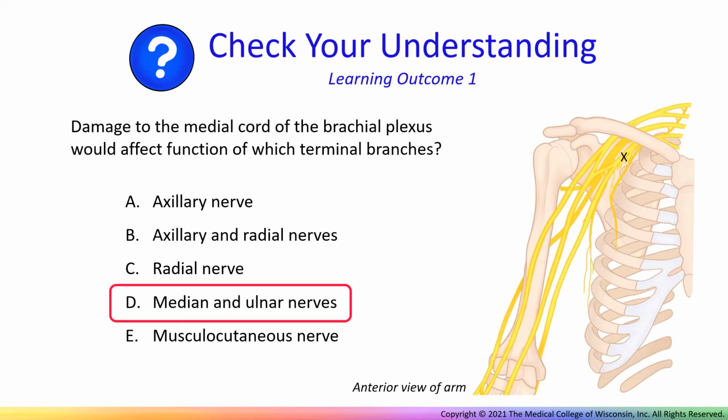The correct answer is D, median and ulnar nerves. The medial cord contributes to both the median and ulnar nerves, so damage here would affect motor and sensory function for both nerve distributions. Note that the median nerve also receives fibers from the lateral cord and can still be functional.